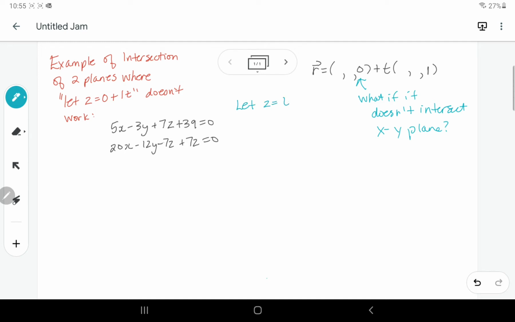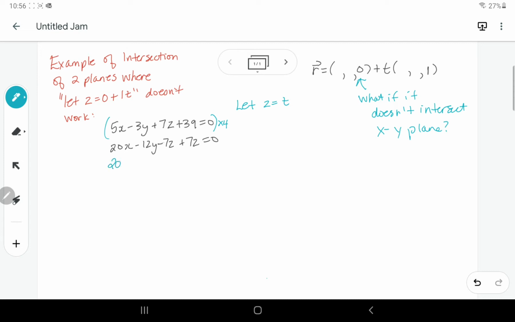So if we tried our standard way and just said let z equals t, normally we would take the equations of the planes that were given. I've worked backwards and made up two equations that do intersect in a line, but that line of intersection is parallel to the xy plane. We would do elimination to eliminate one of the variables, x or y, and then sub in z equals t. I'll try and eliminate the x's.